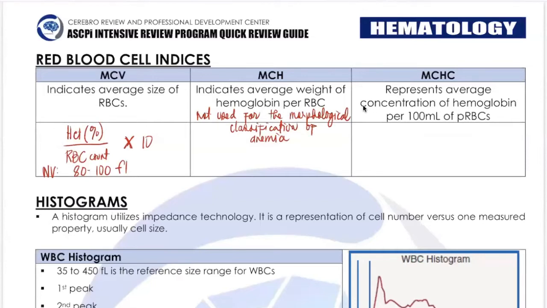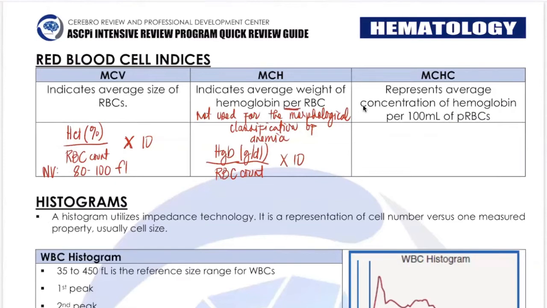Okay? Now, formula naman natin for MCH. MCH guys is hemoglobin. Your hemoglobin, that should be in grams per dL, divided by your RBC count, times 10. And take note that your mean cell hemoglobin indicates the average weight of hemoglobin per red blood cell.